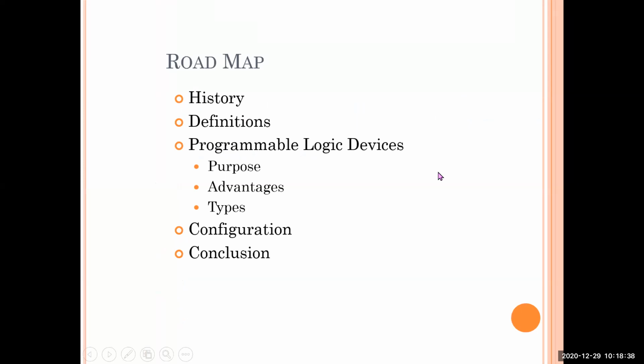I have divided this lecture into 3 different parts. The first part will be about what is meant by a programmable logic device. After that, it will be regarding the FPGA, that is, the field programmable gate array, and the last one will be CPLD, complex programmable logic devices. This is how our lecture goes.